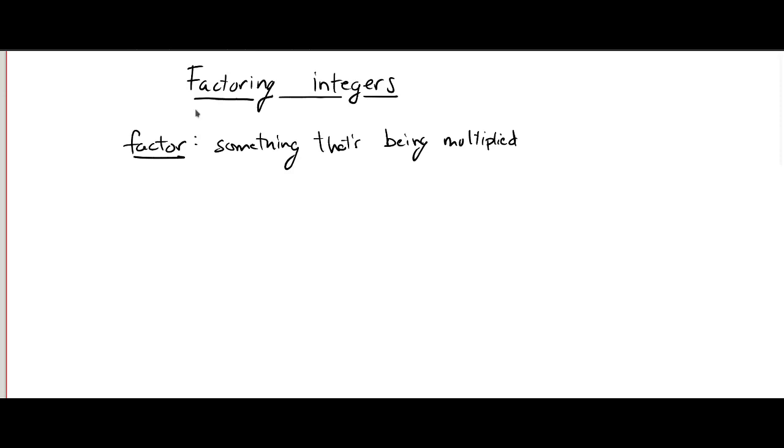And so when we talk about factoring integers, what we mean is we're taking something and splitting it up. We're splitting it up into smaller pieces that multiply together to give us the original thing we were looking at. So splitting something into factors.